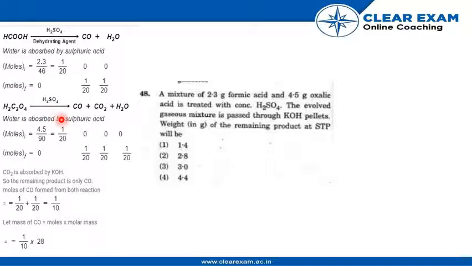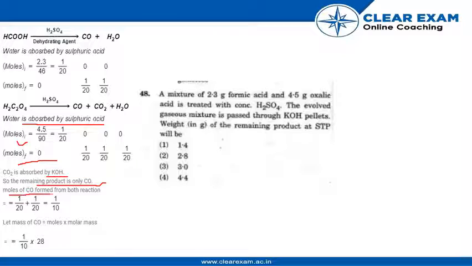H2C2O4 again with H2SO4 becomes CO2 plus H2O plus CO. Water is absorbed by sulfuric acid, then the moles of oxalic acid will be 1 by 20 and moles of oxalic acid left will be 0. So CO2 is absorbed by KOH. So the remaining part of the product is only CO.